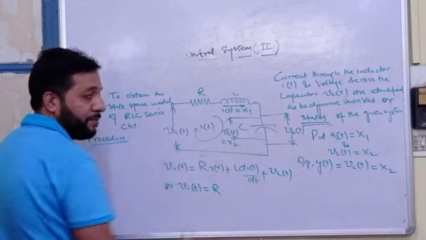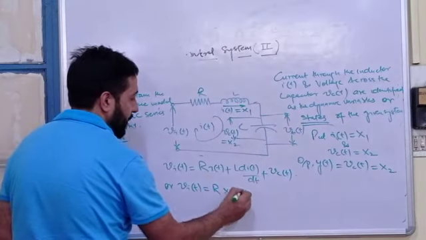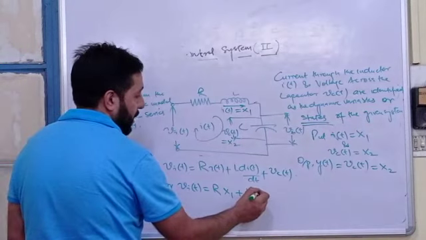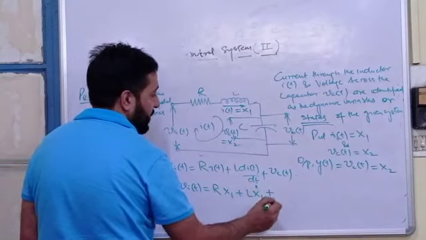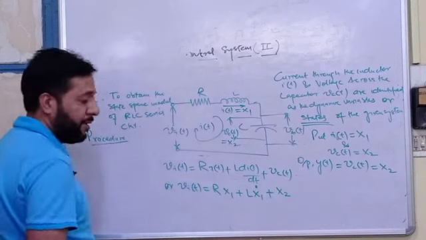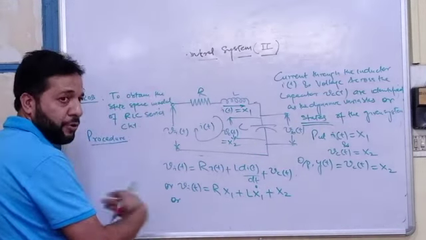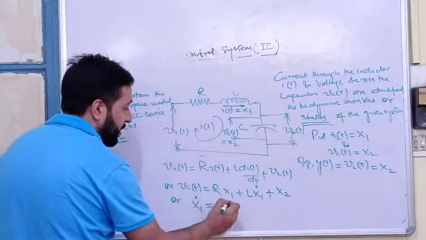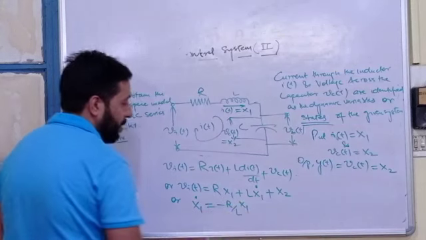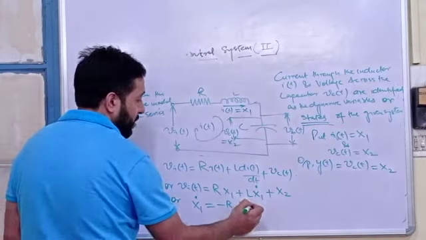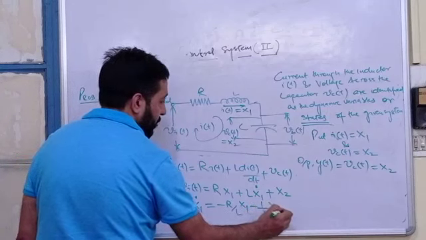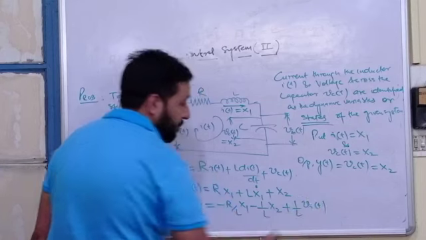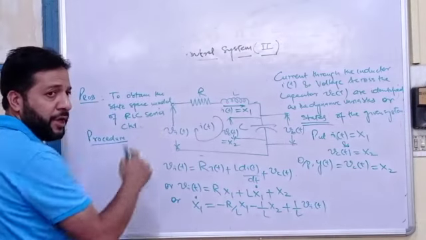What is i(t)? x1, plus L di(t)/dt, that is x1 dot. What is Vc(t)? x2. Or I can write x1 dot on one side, and the other things I take on the other side. So that will be minus R by L x1, minus 1 by L x2, plus 1 by L V(t). V(t) is the input.